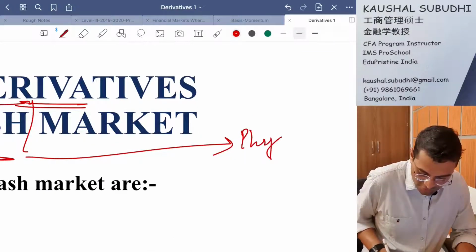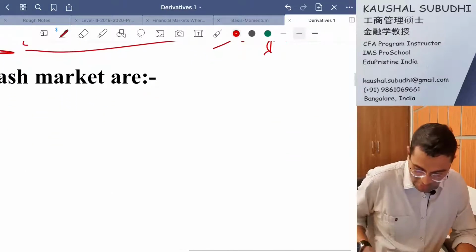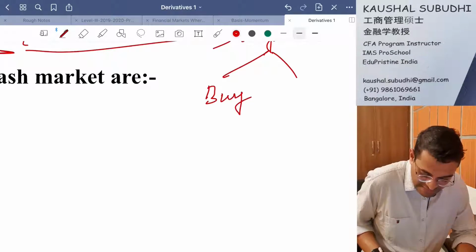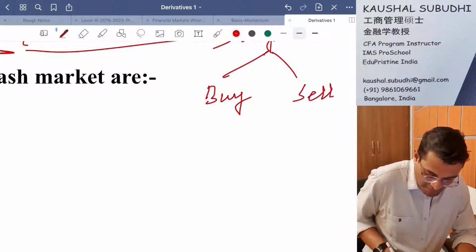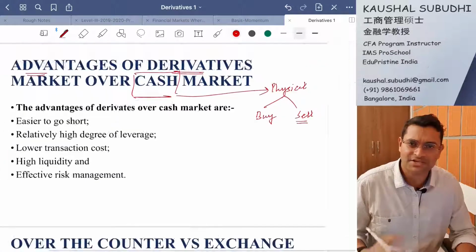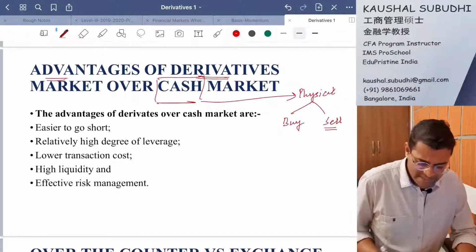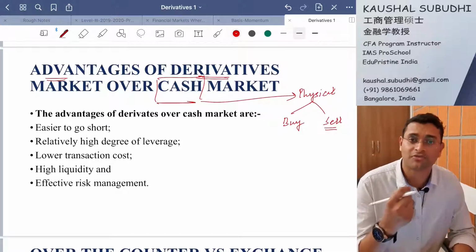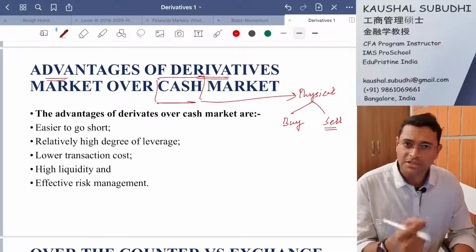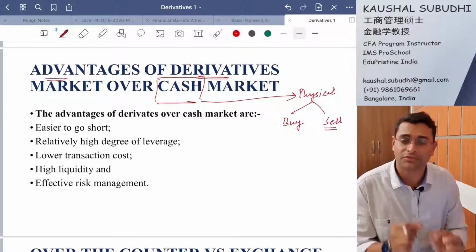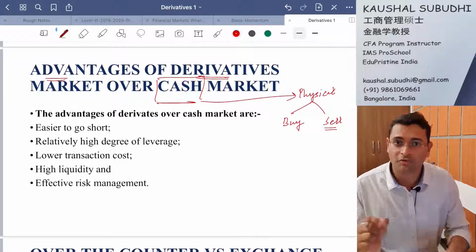Now when you're talking about the physical dealing, you are either trying to buy the asset or you are trying to sell the asset. When you're trying to buy the asset, definitely you are giving cash, and when you're trying to sell the asset, you are receiving cash. But what happens in derivatives? Do you have any physical trading? No, it all happens on the value. You're not trading on the physical quantity, but rather you are trading on the value of a particular stock.